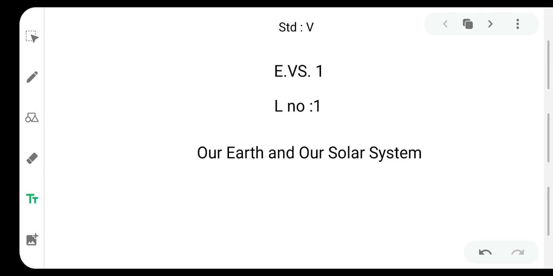So first of all, I want to say that you should maintain a notebook for Evs-I activity or homework. So we will start lesson number 1, our Earth and our solar system.